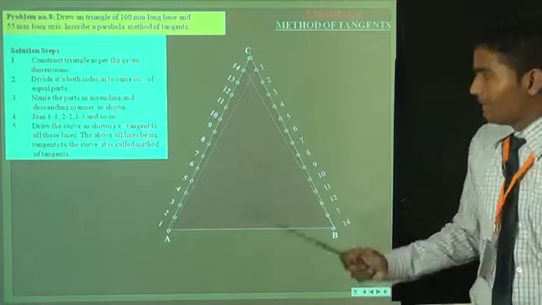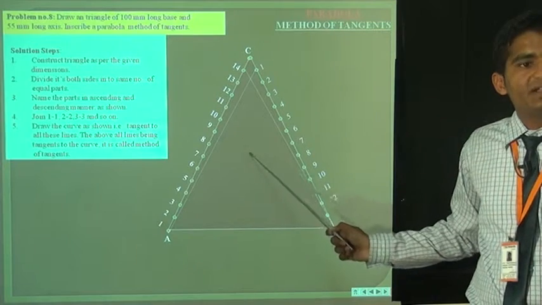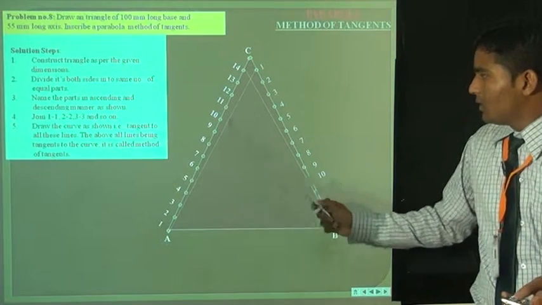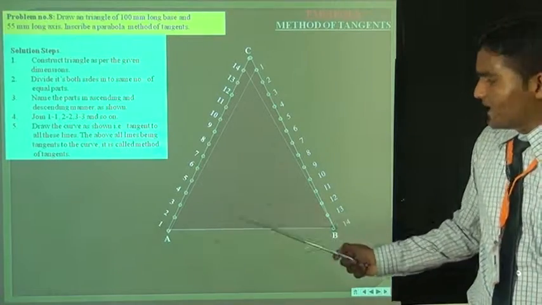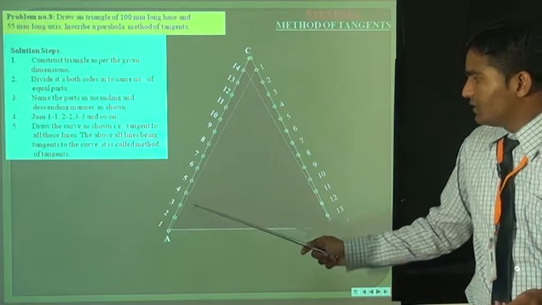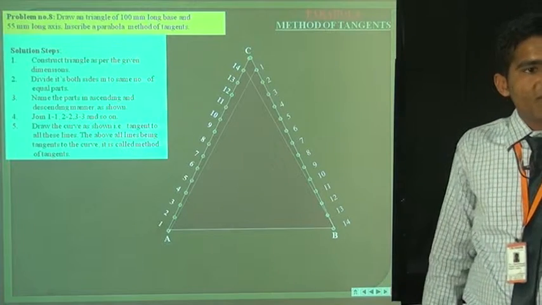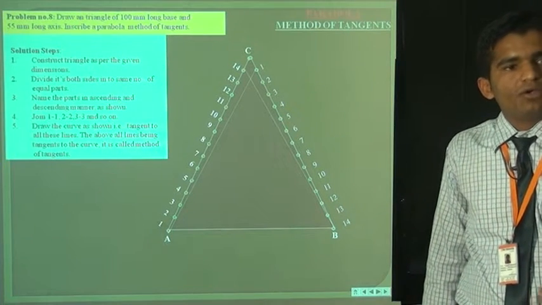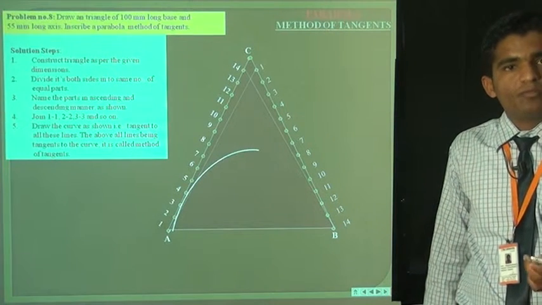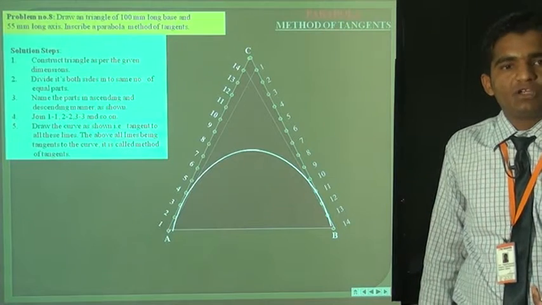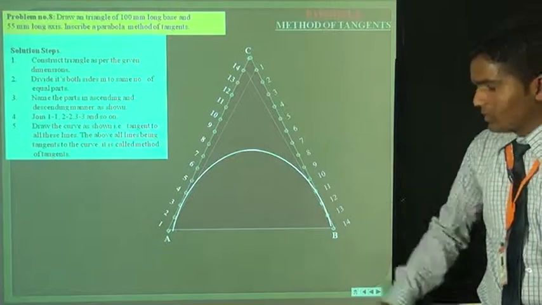So after joining these points, we get the intersection points of particular lines. Then our next step is to join these intersection points as tangents of the parabola. By use of a smooth curve or French curve or freehand, join these tangents in a smooth manner. So we get the required solution of this problem. This is the required parabola of this problem.